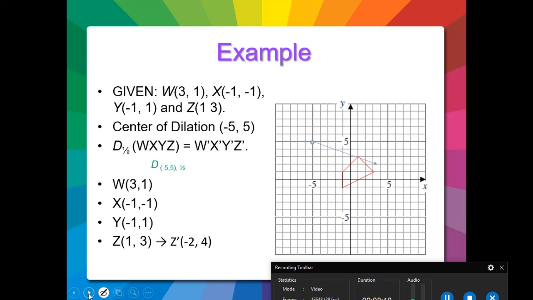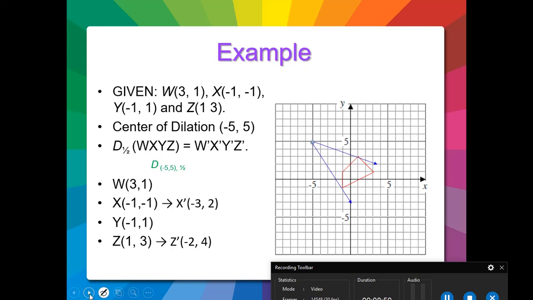So what I'm going to do is draw a line from the center of dilation to this first point. This first point is actually Z. When you try to establish how close to get, I'm going to look at the slope. How many units do I need to travel up and then left to get to the center of dilation? So we're rising 2 and running 6. To get half that distance, we're going to rise 1 and run to the left 3. So this location here is -2, 4, and that is the location of Z prime.